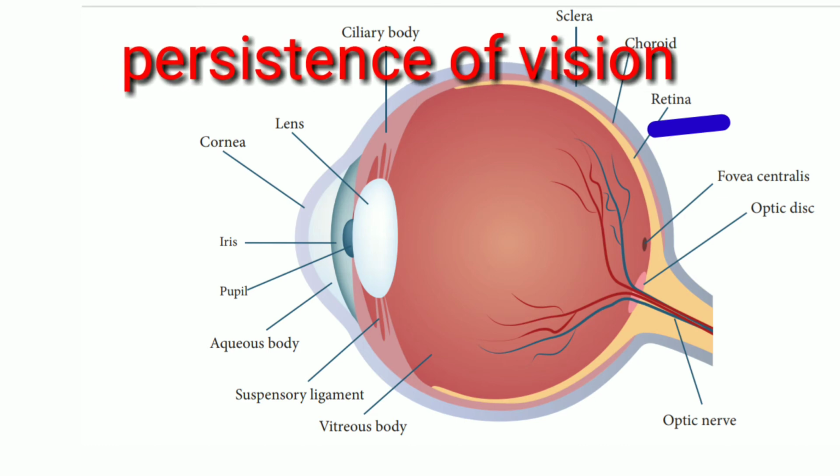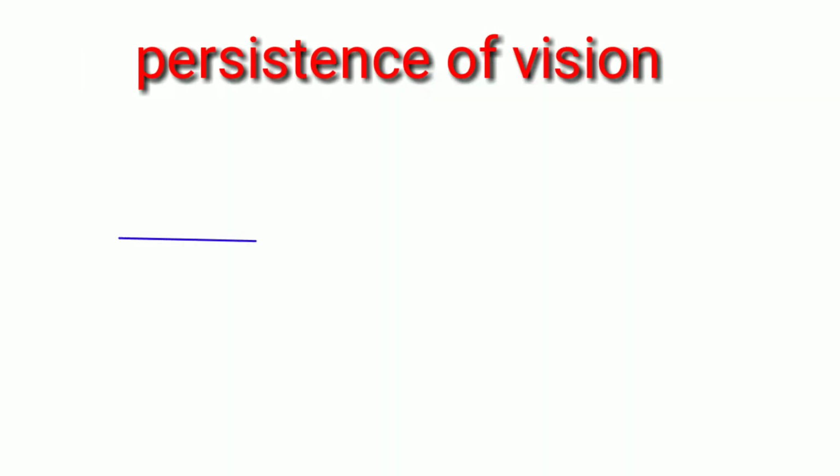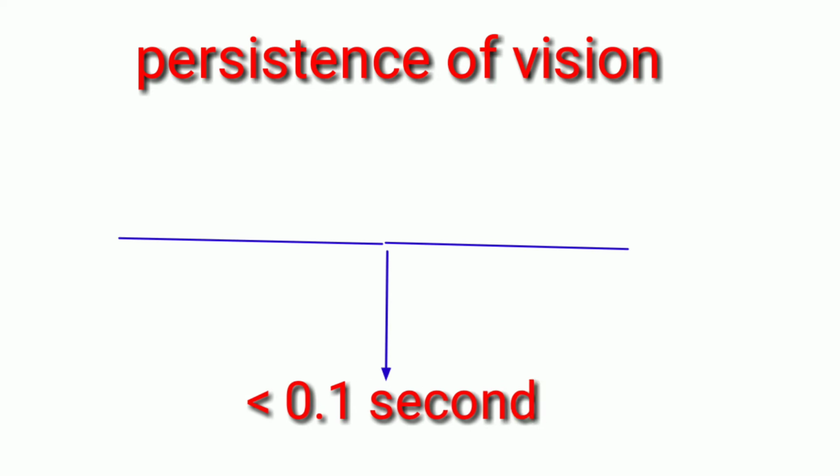Next one, persistence of vision. If the time interval between two consecutive light pulses is less than 0.1 second, the human eye cannot differentiate them separately. It is called persistence of vision.